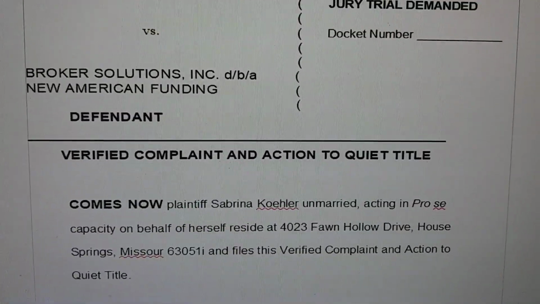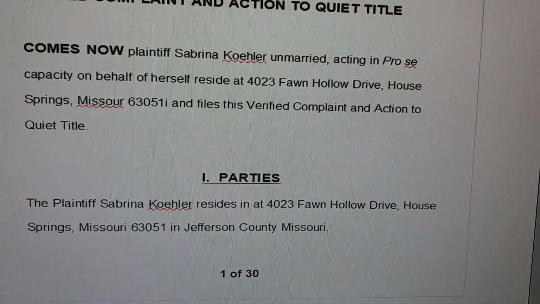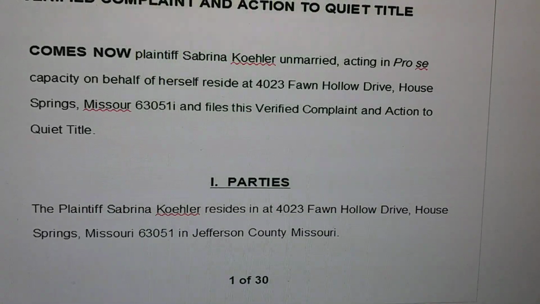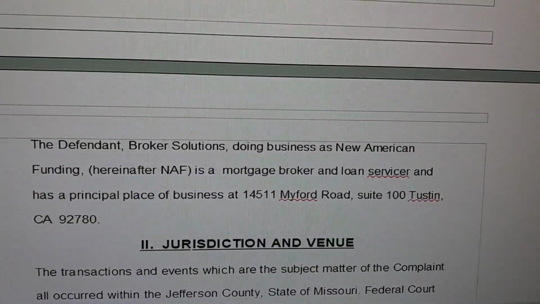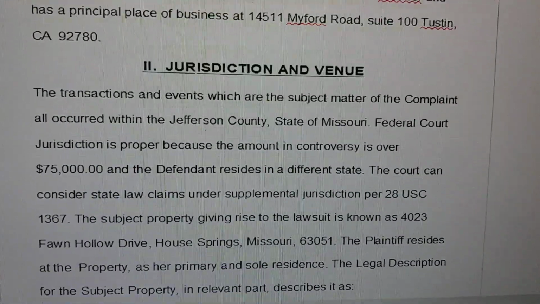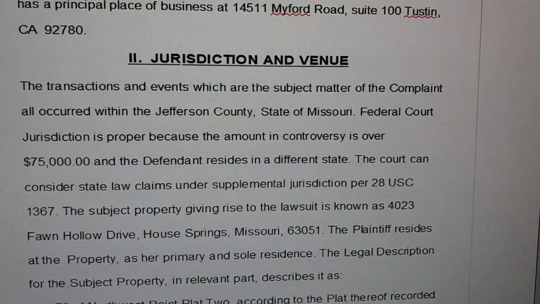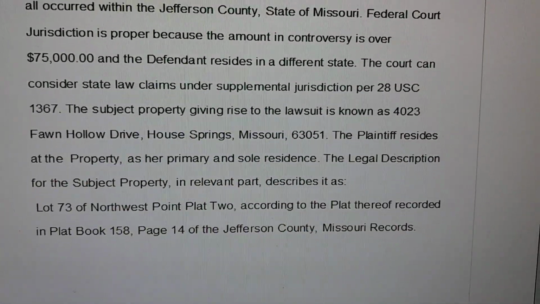Okay, and then this is kind of how it looks when you're putting it together. The parties, you can see the parties' names go first. The plaintiffs, you have to say the plaintiff's name and where they reside, and there's that. And then you got the defendant Broker Solution, and you put their information there. Jurisdiction and venue goes here.